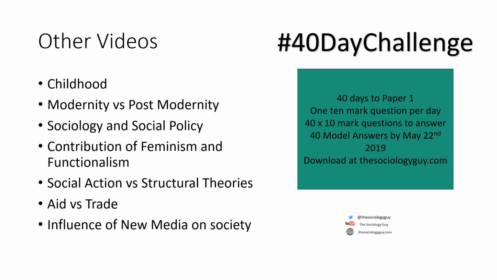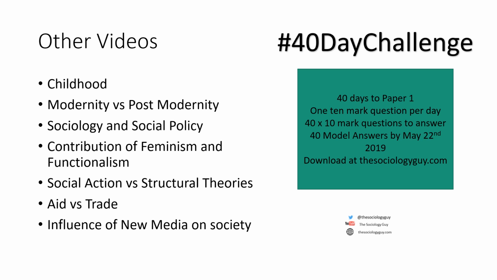Some of the other videos are on things that I think may come up this year, or certainly that you need to have in your locker to be able to answer a question on childhood. Childhood could potentially be a 20 marker. Modernity versus post-modernity is one that scares a lot of students, but I actually think it's a really quite nice, easy essay to write. Sociology and social policy, again, has a couple of questions that can be quite problematic for students.